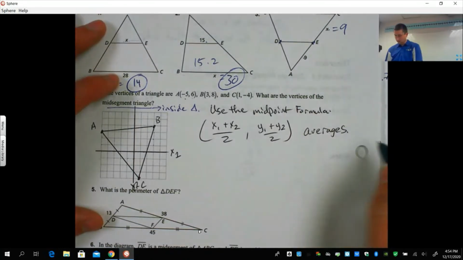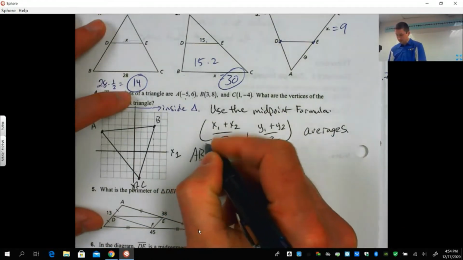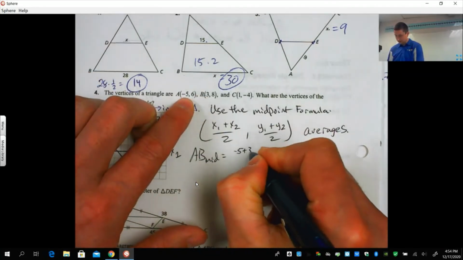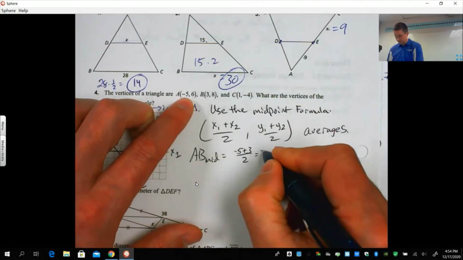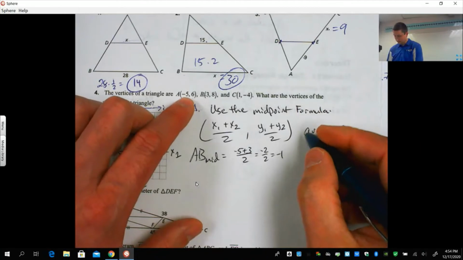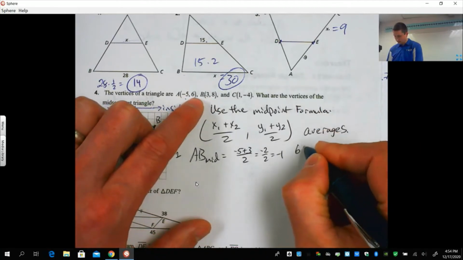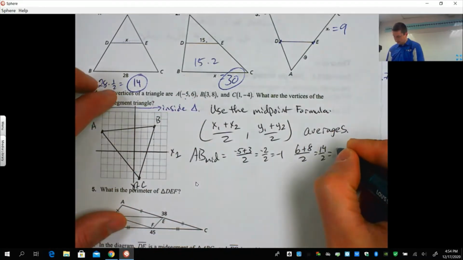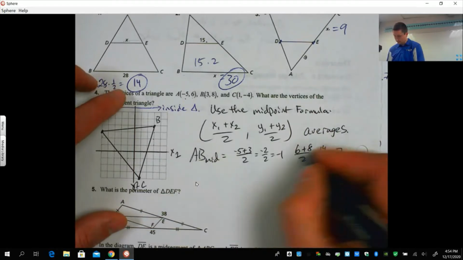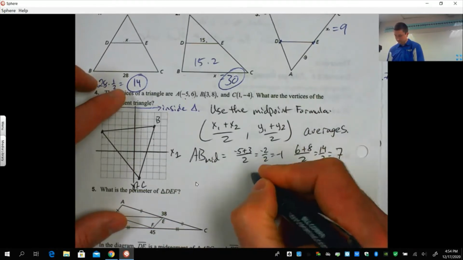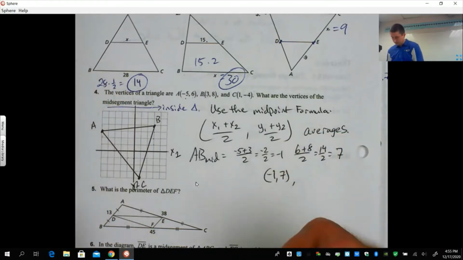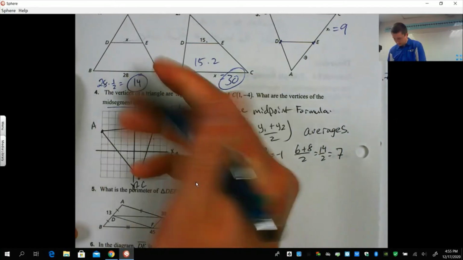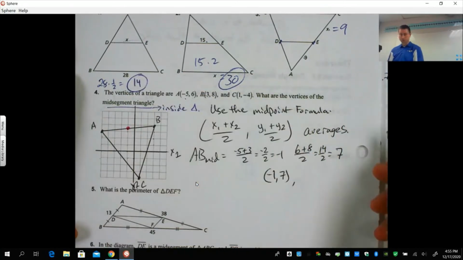Okay? So if you want to find the midpoint of AB, you would take -5 plus 3 divided by 2. It'd be -2 over 2, which is -1. And then you'd take the y value, 6 plus 8, and divide that by 2. So that's 14 divided by 2, and that is 7. So your midpoint for AB would be -1, 7. That'd be your first one. And we can check -1, 1, 2, 4, 6, 7. That seems to match right there in the middle where it would be. So here's your first midpoint.